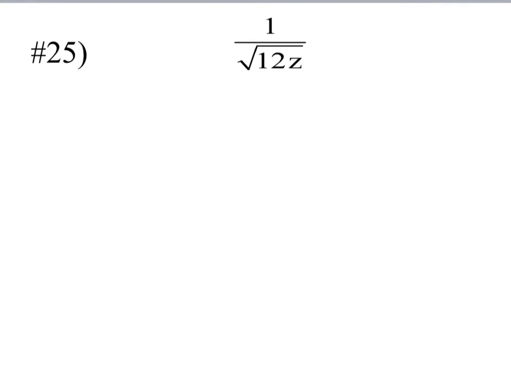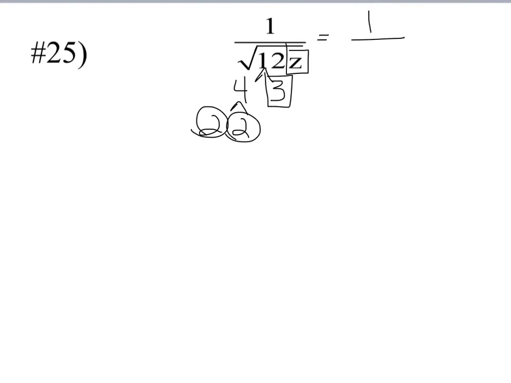Okay. First things first, we need to simplify 12. So that's 4 times 3, and then 4 is 2 times 2. Because my index is 2, I need a repeat of 2 in order to bring a number out front. So this is going to become 1 over 2 square root of 3z.